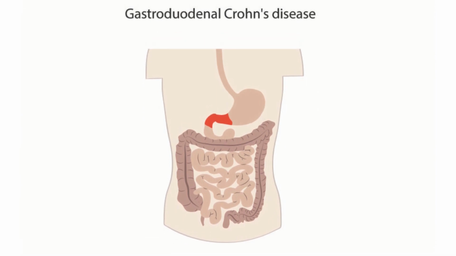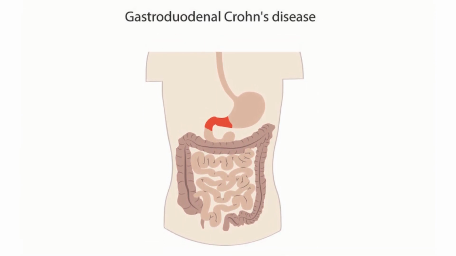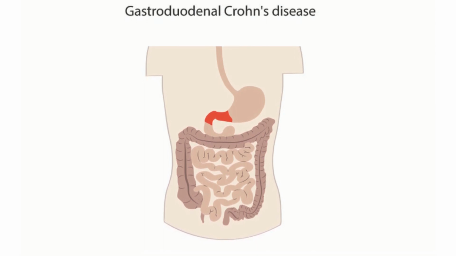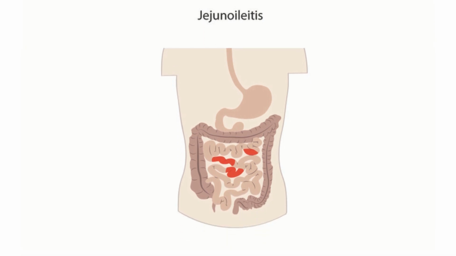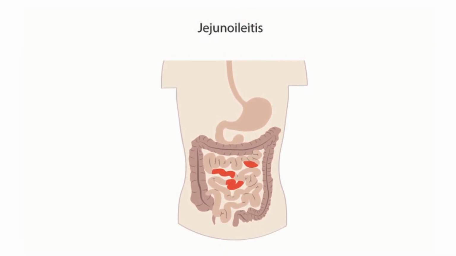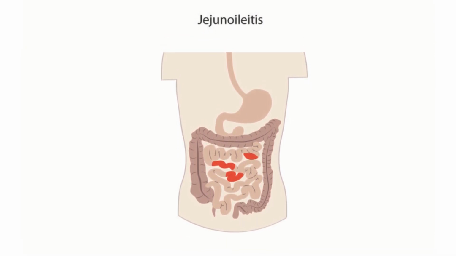Gastroduodenal Crohn's disease is another type, which affects the stomach and the beginning of the small intestine, called the duodenum. Symptoms of gastroduodenal Crohn's disease may include nausea, vomiting, loss of appetite, and weight loss. Another type of Crohn's disease known as jejuno-ileitis is characterized by patchy areas of inflammation in the jejunum, which is the top portion of the small intestine.